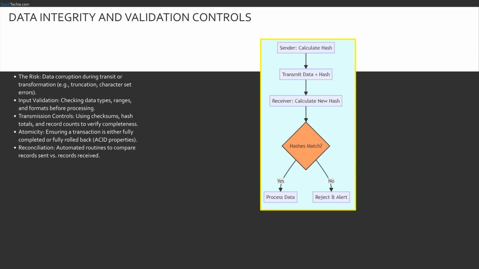We also enforce atomicity. If an interface fails halfway through, we must roll back the changes so we don't have half a transaction in the database. Reconciliation reports should be run automatically to flag discrepancies immediately.